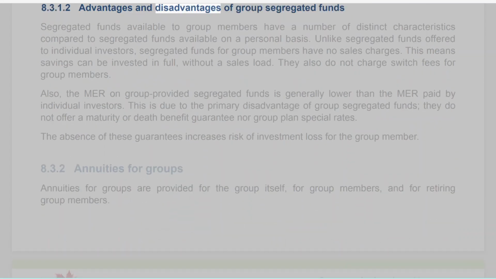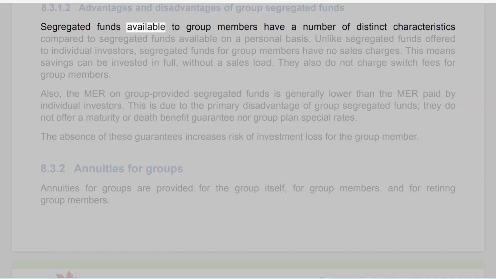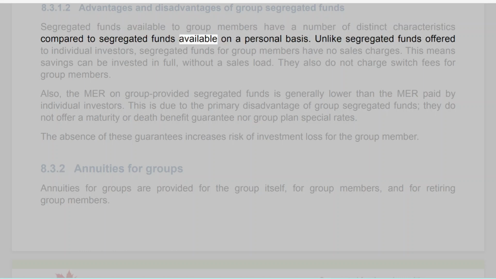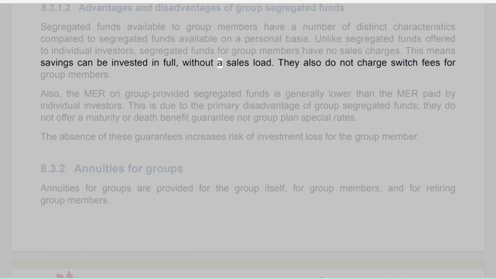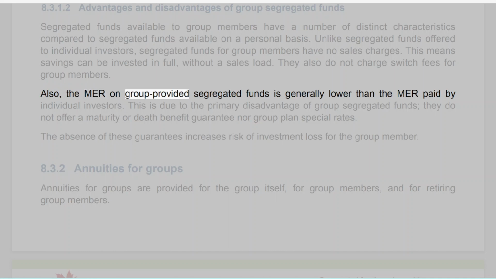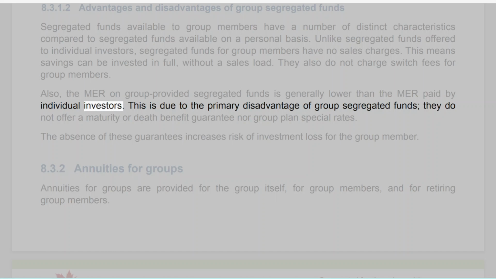8.3.1.2 Advantages and disadvantages of group segregated funds. Segregated funds available to group members have a number of distinct characteristics compared to segregated funds available on a personal basis. Unlike segregated funds offered to individual investors, segregated funds for group members have no sales charges. This means savings can be invested in full without a sales load. They also do not charge switch fees for group members. Also, the MER on group-provided segregated funds is generally lower than the MER paid by individual investors.